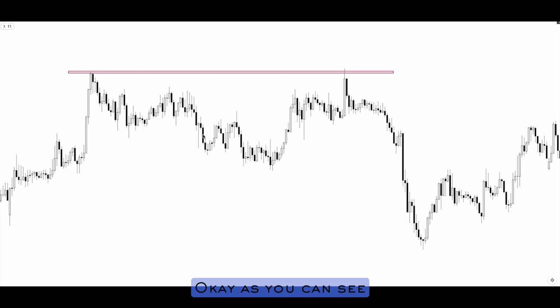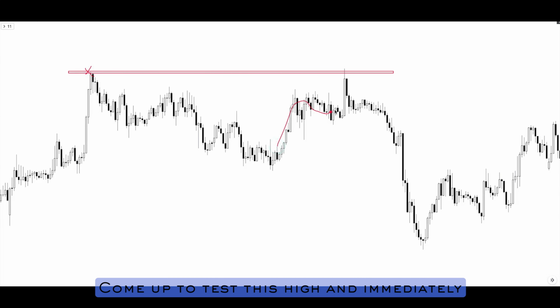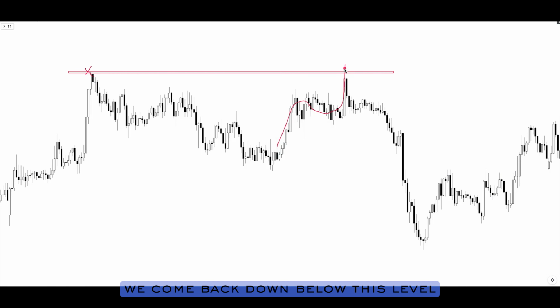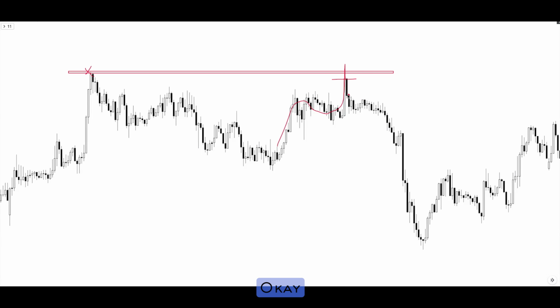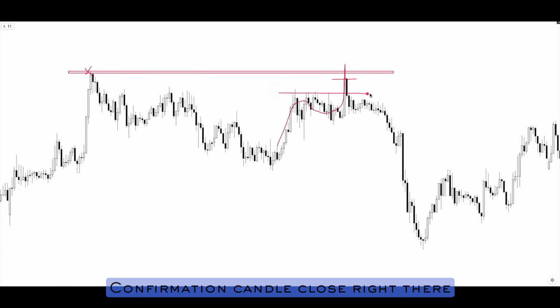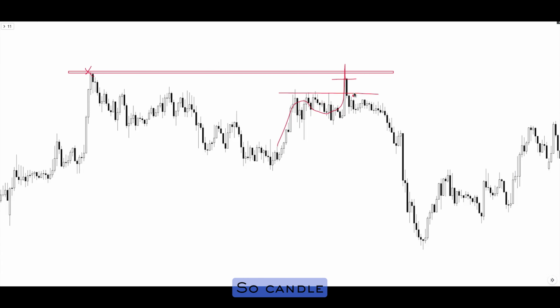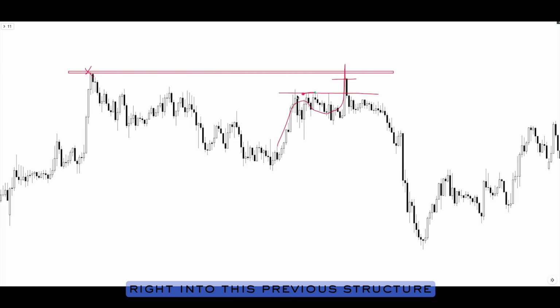So what happens? As you can see, price puts this high in over here, comes up to test this high, and immediately we come back down below this level and have an aggressive close back through the level. In this case, this is a daily chart. Your confirmation would be this candle close right here, right back into this level. A candle closing aggressively back below this level, right into this previous structure.